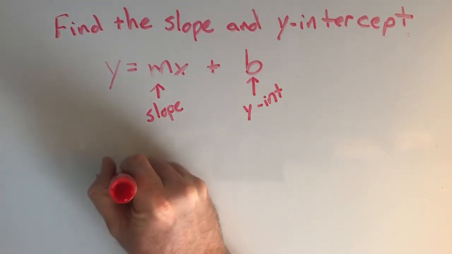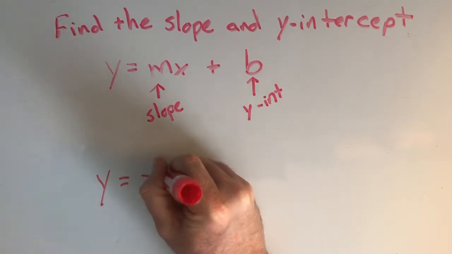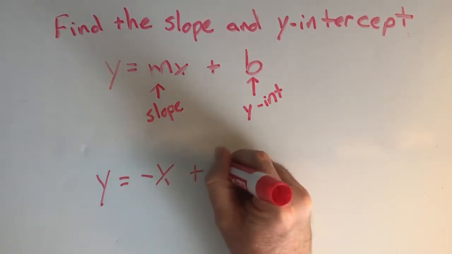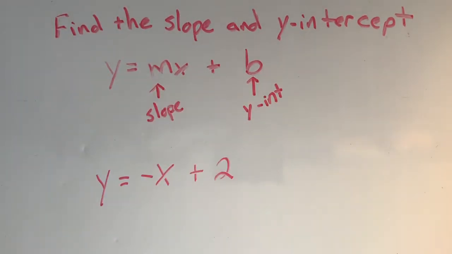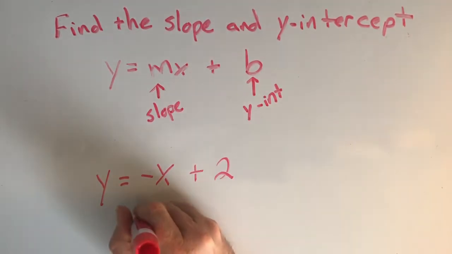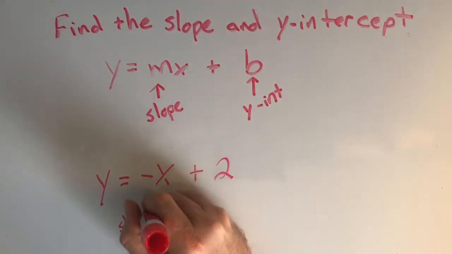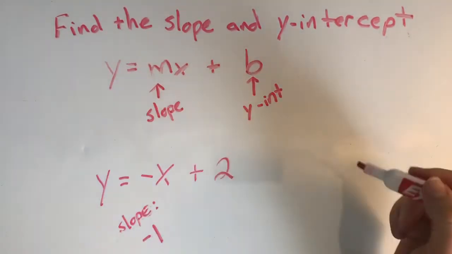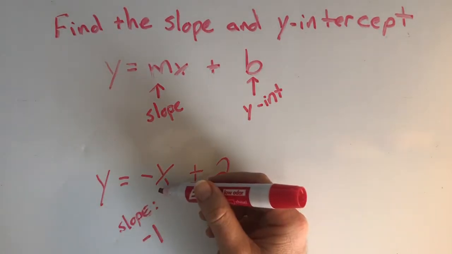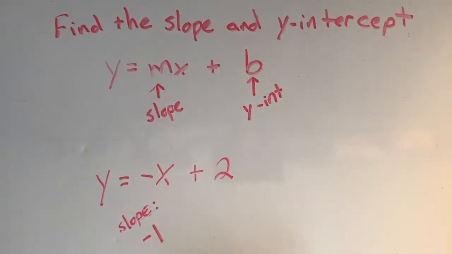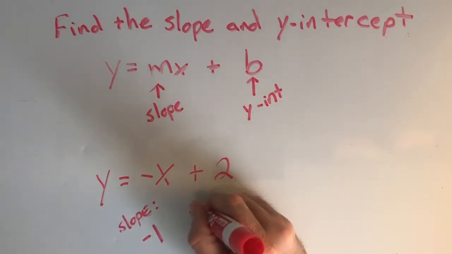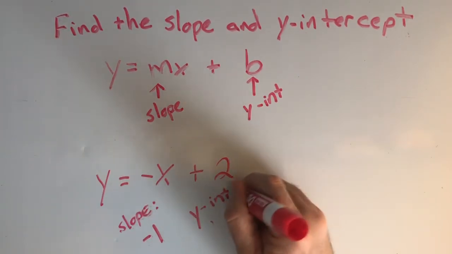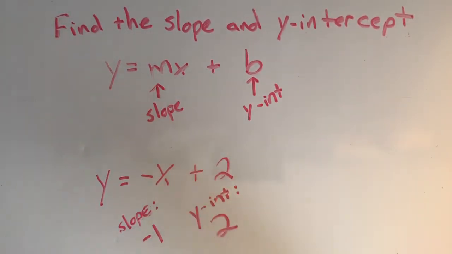If I have y equals negative x plus 2, well, that means that the slope is negative 1. Because that's what's out in front of the x. If there's no number in front of the x, it's 1x, but it's negative, so slope is negative 1. And the y-intercept is 2.